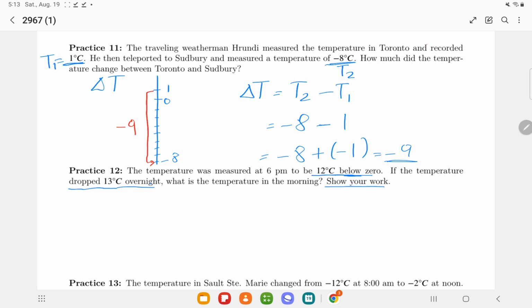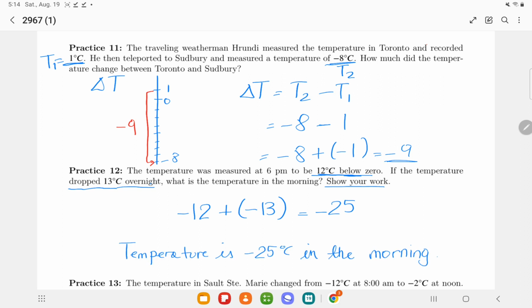We need equations. So we start with 12 degrees below zero. So we start with negative 12 degrees Celsius. Then it dropped, so minus 13 or plus negative 13. So we end up with negative 25 degrees Celsius. So the temperature is negative 25 degrees Celsius in the morning.